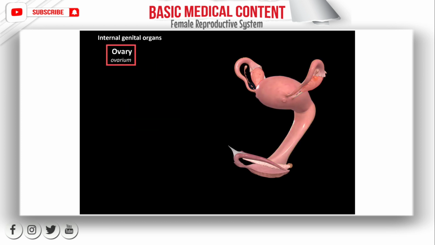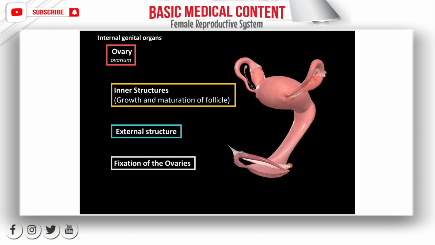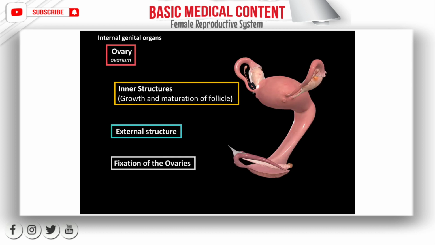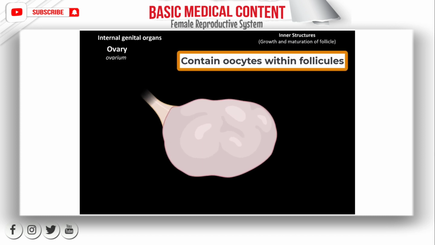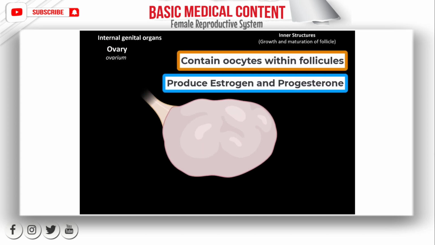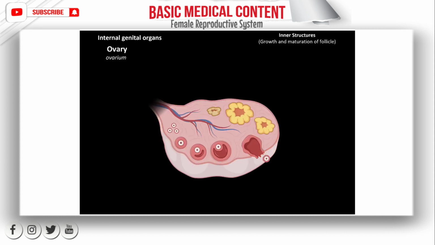So we will first go through its inner structures and the growth and maturation of the follicle. Then we will cover the external anatomy of the ovaries along with how the ovaries are fixated. Now, the ovaries contain oocytes within follicles, right? And they produce steroid hormones, which are estrogen and progesterone. So if we take one ovary and slice it right about here, then remove the upper half, this is what the inner surface of the ovary generally looks like.